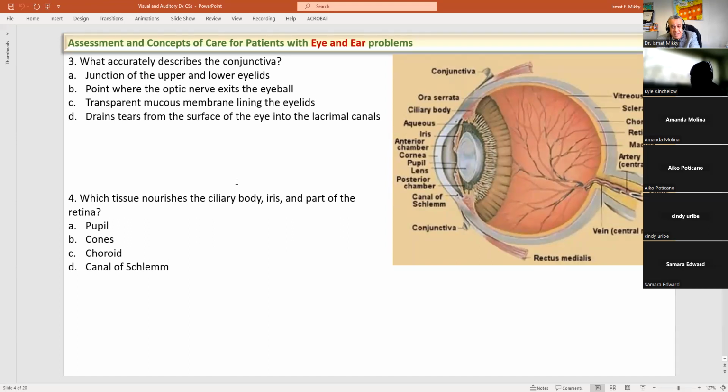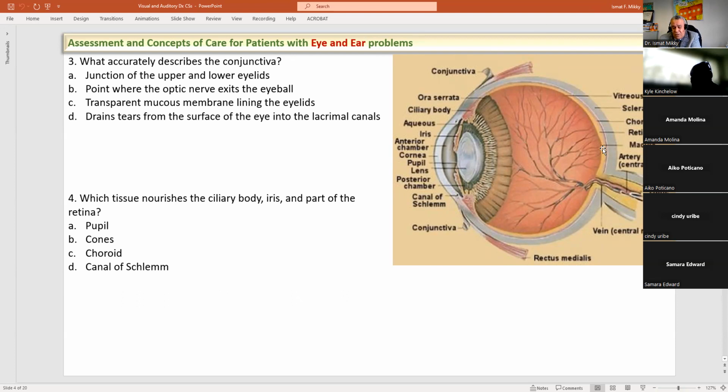When we talk about the optic disc, remember we said that in patients with glaucoma, sometimes that increased pressure may damage the optic disc, making a little kind of cupping of the optic disc. So the optic disc is the point where the optic nerve leaves the eyeball, and that would be right here.